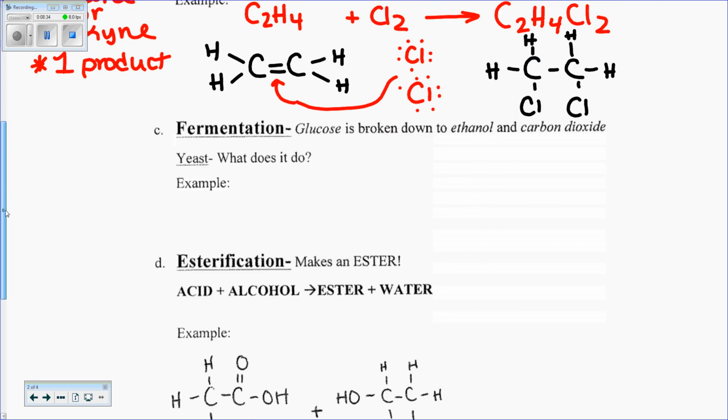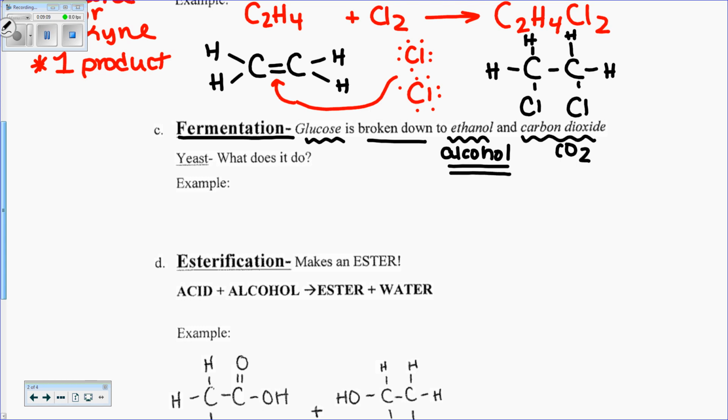Next, we come to fermentation. Fermentation is when I have glucose and I break it down into ethanol and carbon dioxide. Ethanol ends in OL, so it's an alcohol. And then I have my carbon dioxide, which is CO2. I'm going to take glucose, which is really just a sugar, and break it down and make alcohol. So fermentation always makes alcohol, in addition to carbon dioxide.